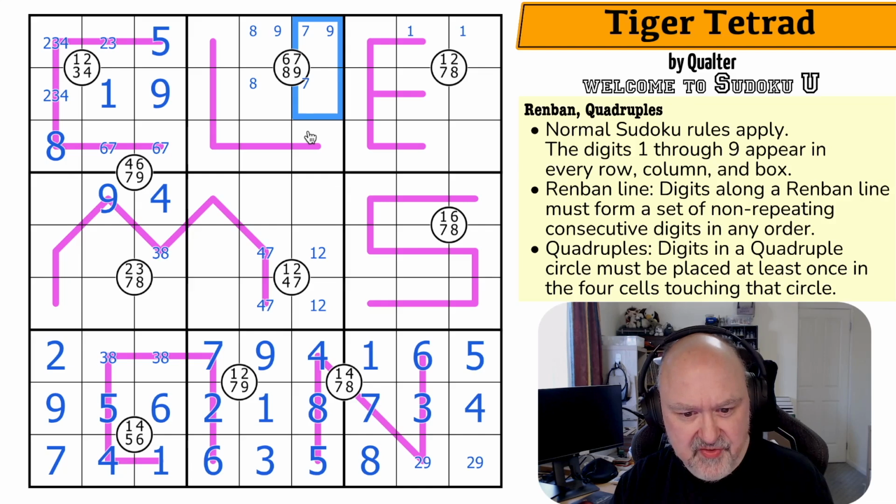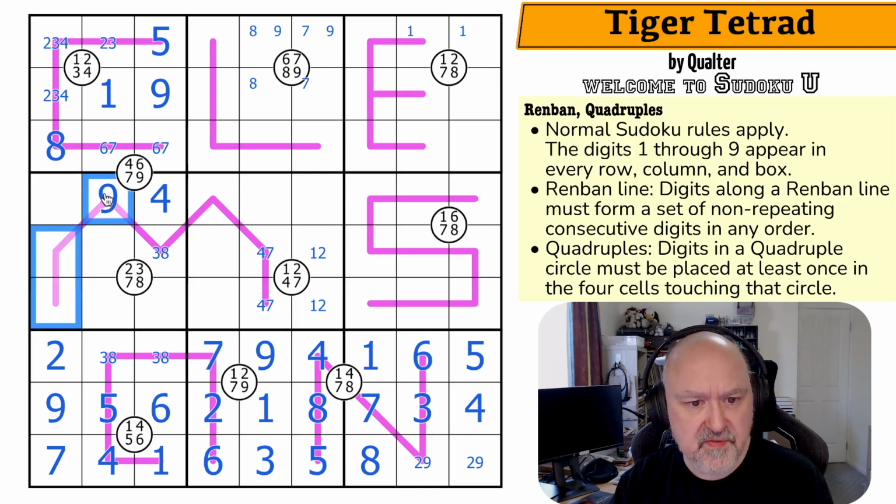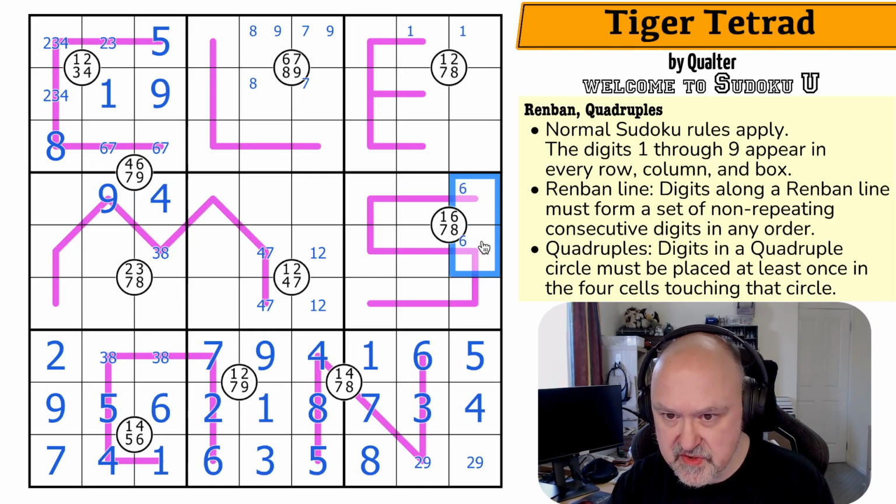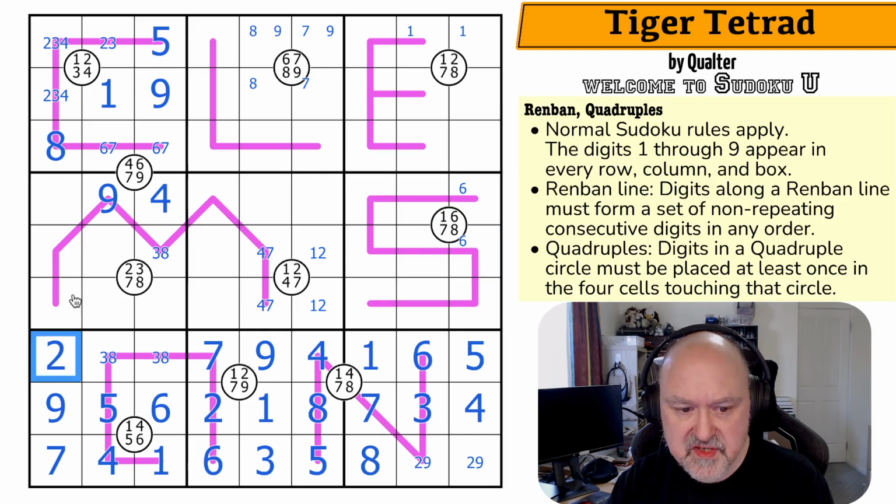So I need something else that's clever to do. 2 is off this Renban. 2 is in one of those cells, so I can't put 2 in any of those, and 2 is in one of those cells, so I can't put 2 there. So this line now has to be 3. Oh, we already knew this line was 3 through 9. Okay, that didn't help me at all. 6 is in one of those two, because 6 is looking up, knocking it off this quadruple in any other cell. This 2 is looking up, knocking 2 out of those. So that's a 3, 4 pair, and that's a 2.